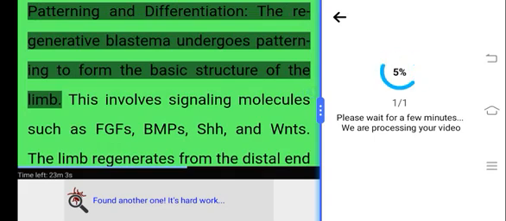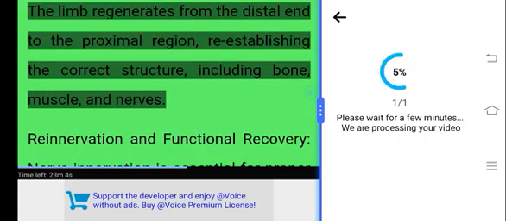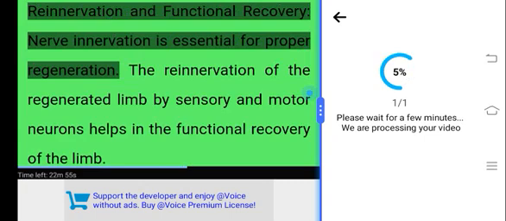Patterning and differentiation. The regenerative blastema undergoes patterning to form the basic structure of the limb. This involves signaling molecules such as FGFs, BMPs, SHH, and WNTs. The limb regenerates from the distal end to the proximal region, re-establishing the correct structure, including bone, muscle, and nerves. Reinnervation and functional recovery. Nerve innervation is essential for proper regeneration.